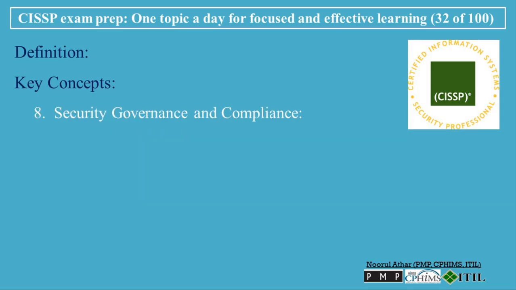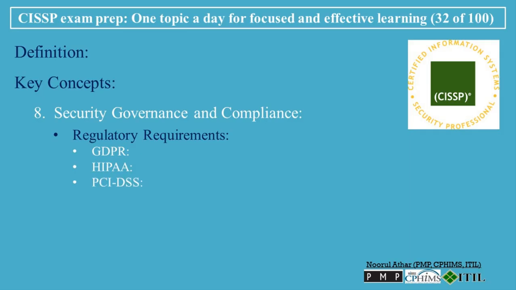8. Security governance and compliance. Regulatory requirements. Many industries are subject to strict regulatory frameworks that require formal security governance structures. For example, GDPR requires organizations to protect personal data and implement appropriate governance and security measures. HIPAA mandates healthcare organizations to implement administrative, physical, and technical safeguards to protect health information. PCI-DSS requires organizations handling payment card data to implement security controls and governance to protect cardholder data.